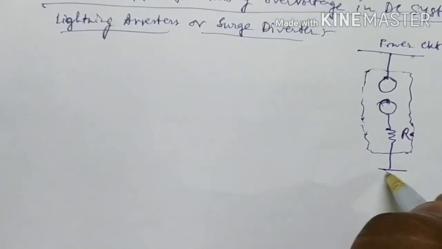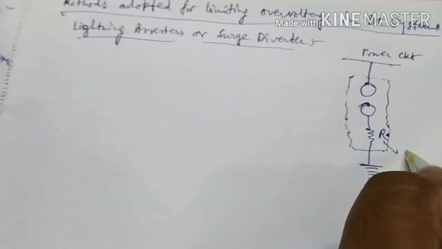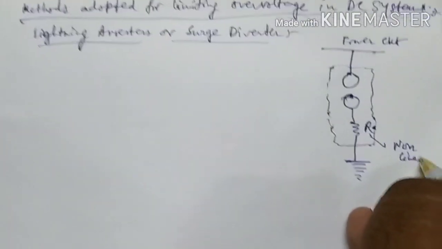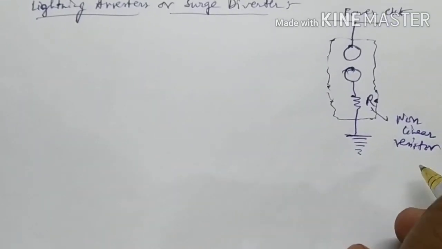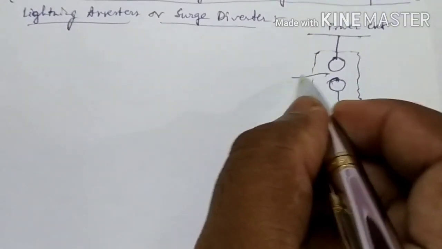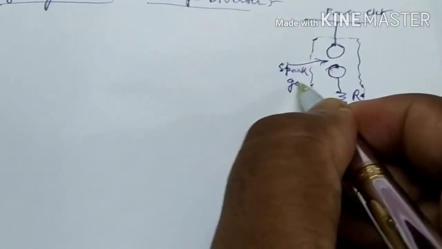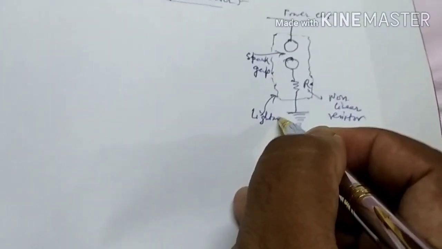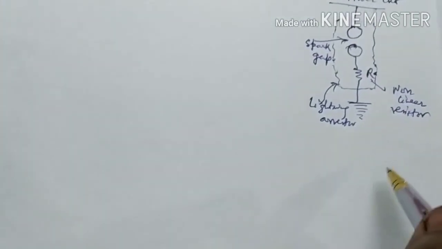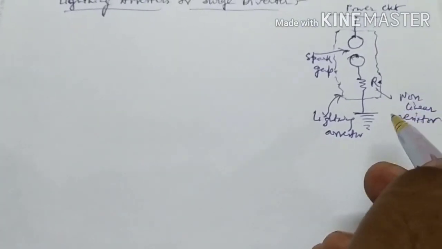This is R, and that will be grounded, and that R is the non-linear resistor, and that is called the spark gap, and that is the lightning arrestor. So that is the basic configuration of the surge diverter.